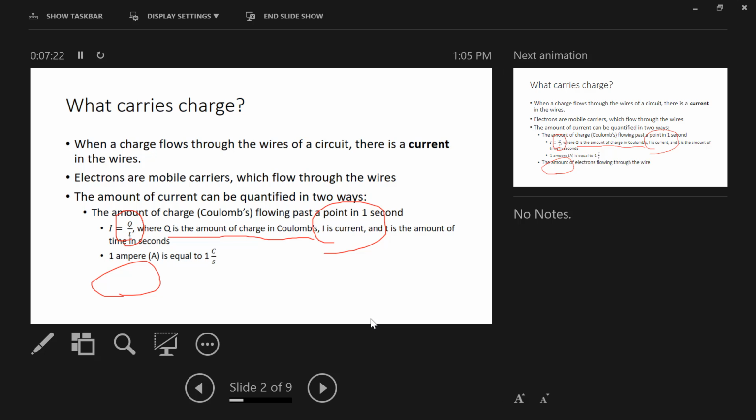And the units for current are amps or amperes, with a capital A, ampere, and it's basically equal to 1 coulomb per second. 1 coulomb per second equals 1 ampere. Okay? We okay with that so far? That's one way to quantify current. Can you think of another way we can quantify current?